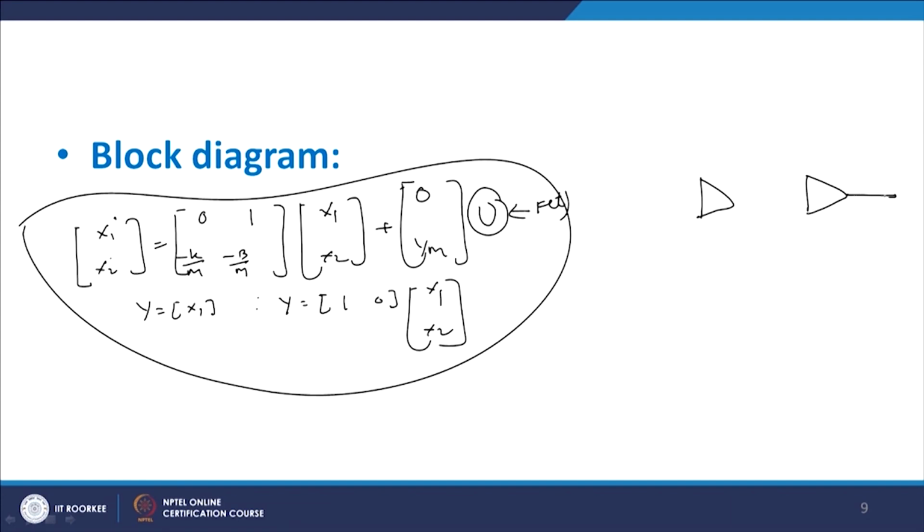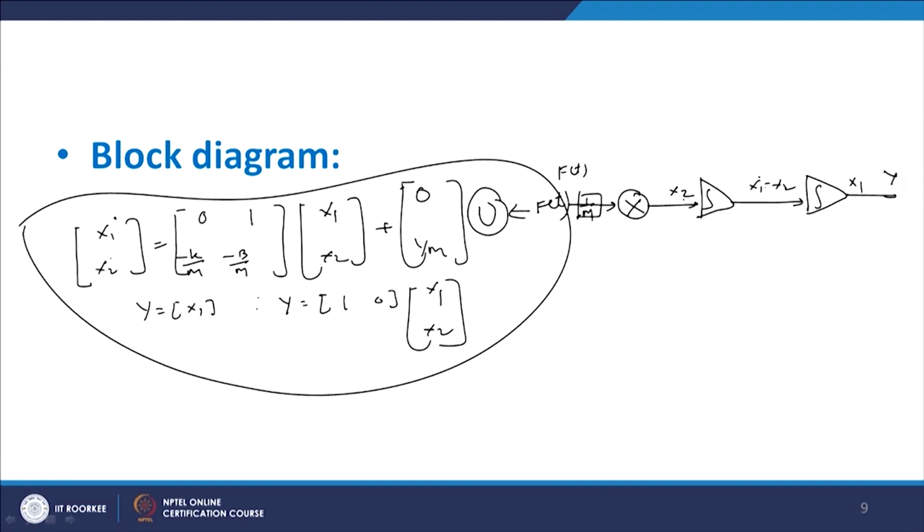Now, here is the output y, then here is this integrator, here is x1, here is x1 dot equal to x2. Now, here is x2, now here is a summing block, and here is the force f of t coming in, and here is basically a block of 1 by m.